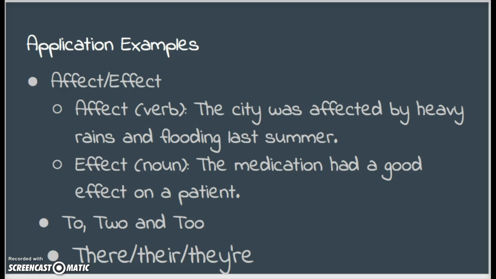Some other examples would be to, two, and too. To is a preposition. I went to the store. T-W-O is the number 2. I have 2 oranges. And T-O-O means also or in excess. I am happy with the project too.